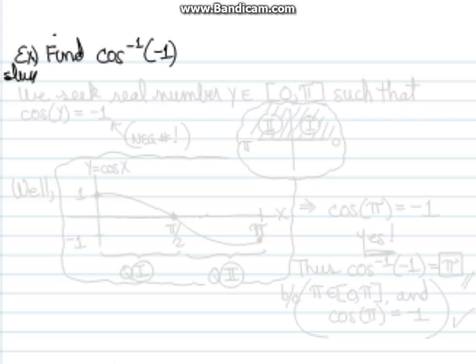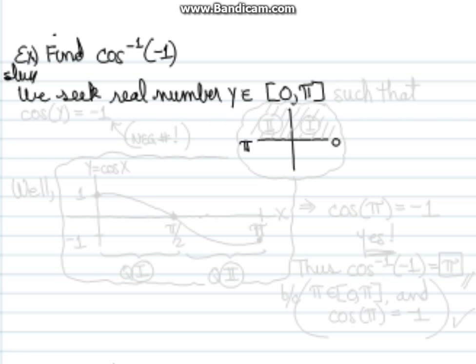Find cosine inverse of -1. Okay, we seek a real number. We seek real number y, an element of the closed interval from 0 to pi. Okay, so we're going to draw that 0 to pi.